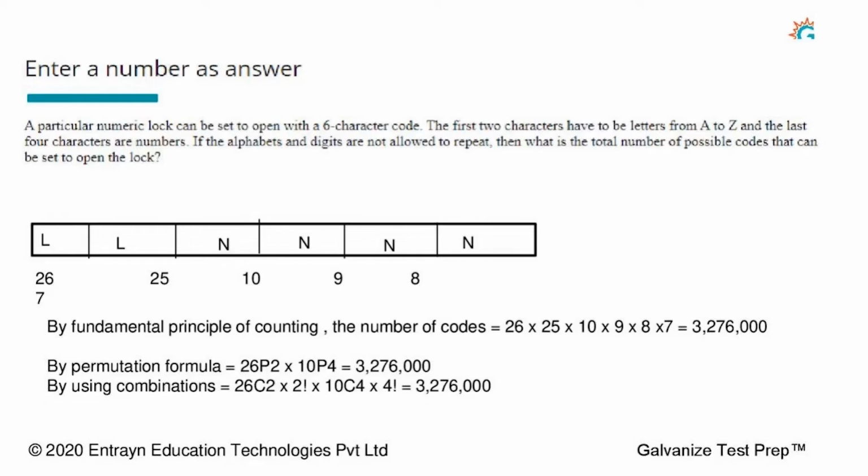And 10C4 times 4 factorial. Again, assume that I'm going to pick 0, 1, 2, 3. Then I could also write it as 2, 1, 0, 3, or 3, 0, 1, 2. So different ways of rearranging all the 4 digits is also possible. So that is why you multiply by 4 factorial. You can use any of these methods, whichever you're comfortable with.